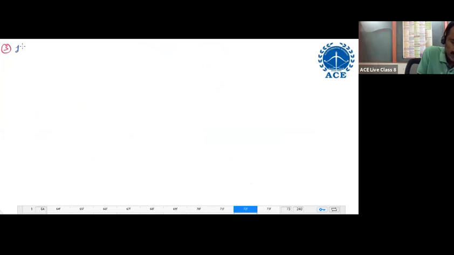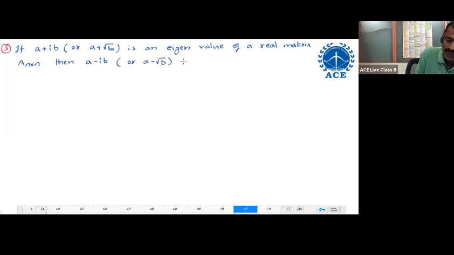If a plus i b, within the brackets, or a plus root of b, that is, we are writing two properties at a time, is an eigenvalue of a real matrix A, n cross n, then a minus i b, within the brackets, a minus root of b, is also another eigenvalue of the same matrix A, n cross n.